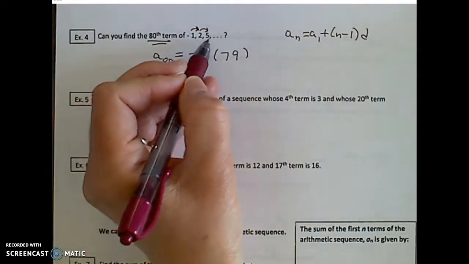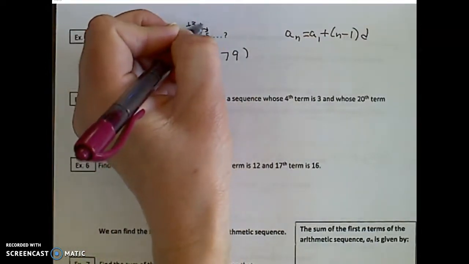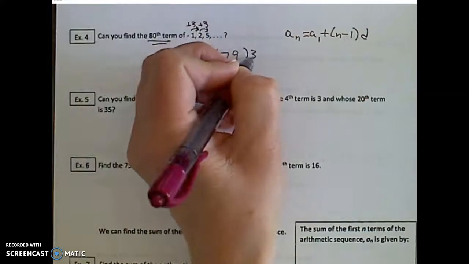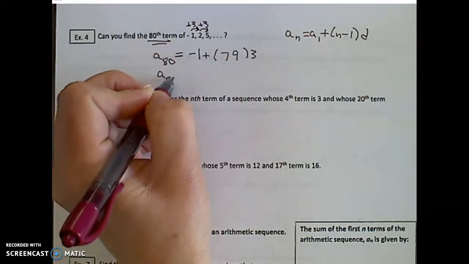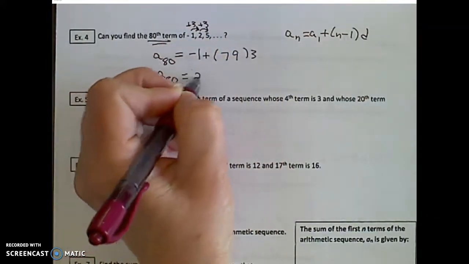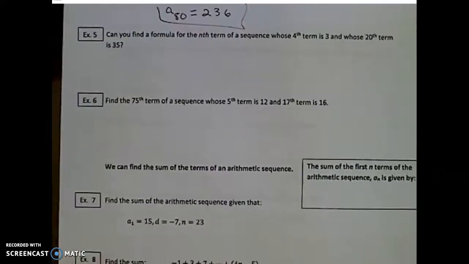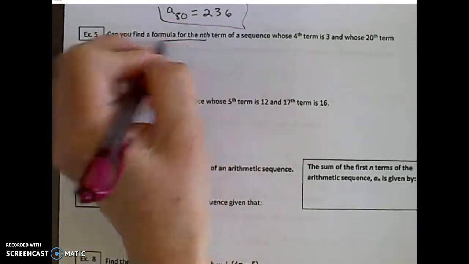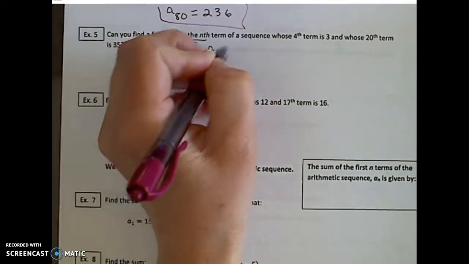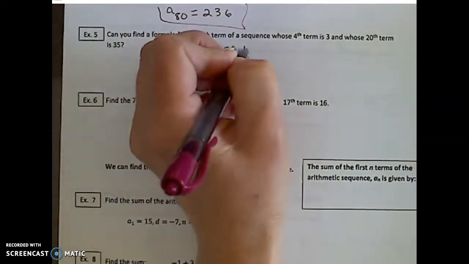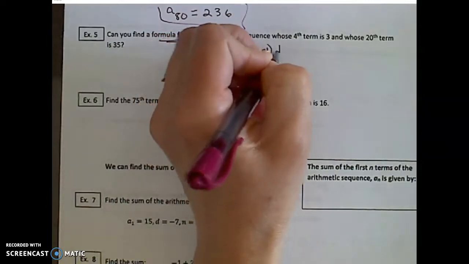What is the difference between terms? I'm adding 3, my common difference is 3. Do that calculation. I get the 80th term of this sequence is 236. What would you do with this? Can you find a formula for the nth term? So a sub n is always the first term plus n minus 1 differences.